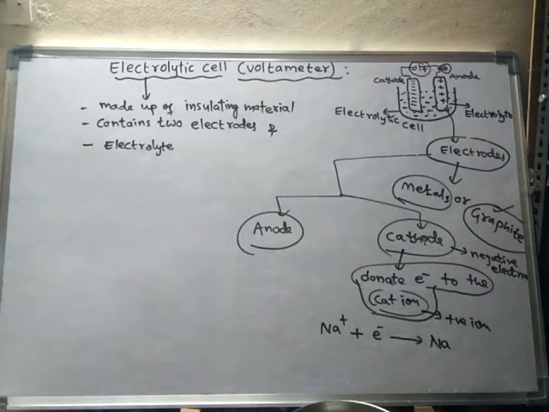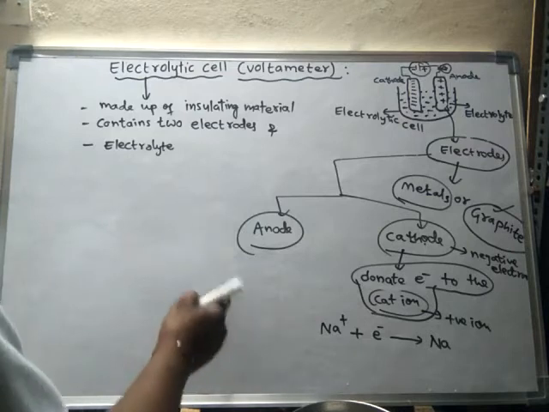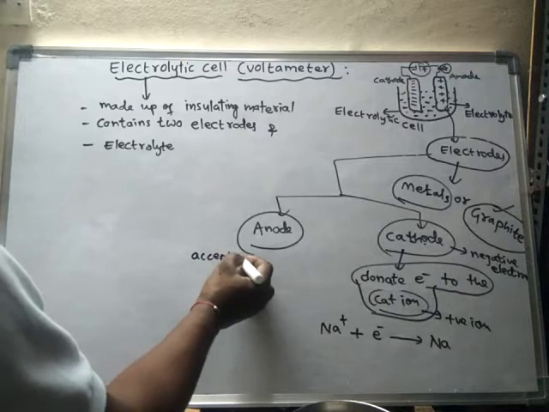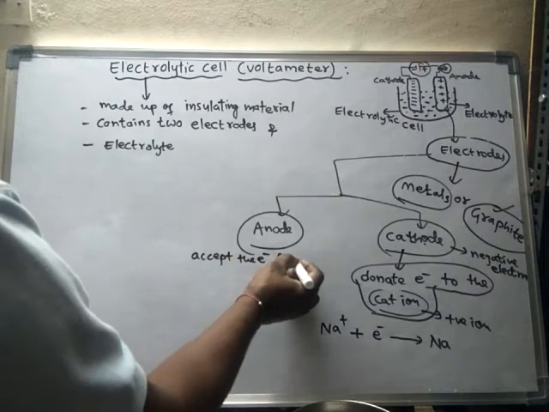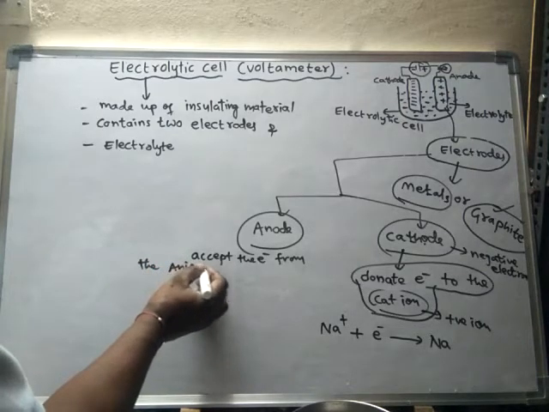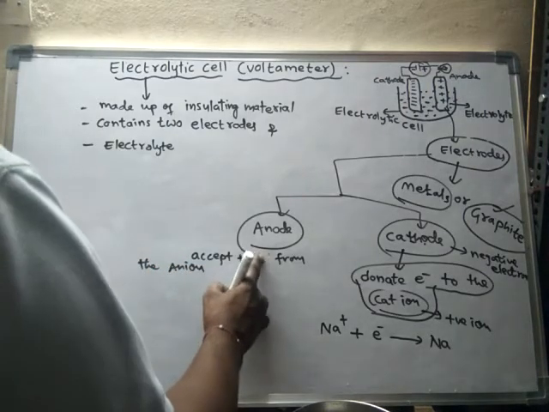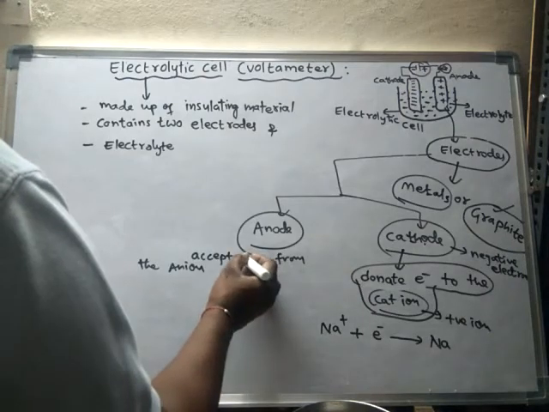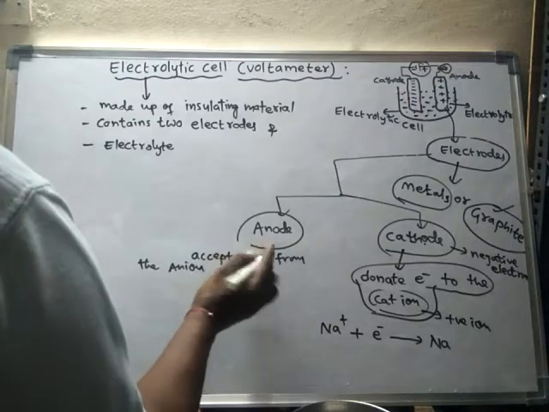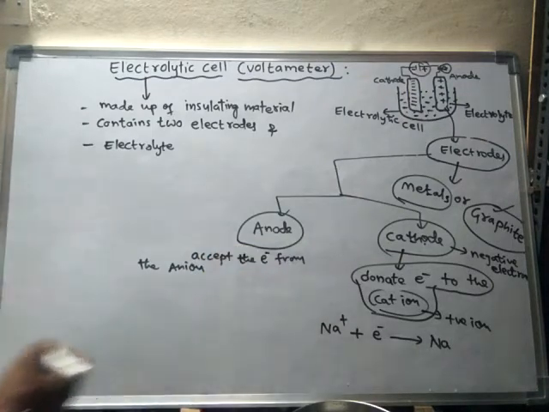That means this cathode donates electrons to the positively charged ion and converts it into a neutral atom, whereas the anode will accept the electron from the anion.